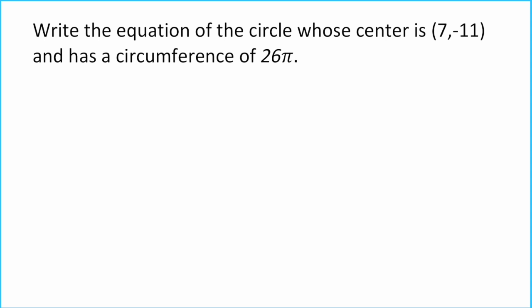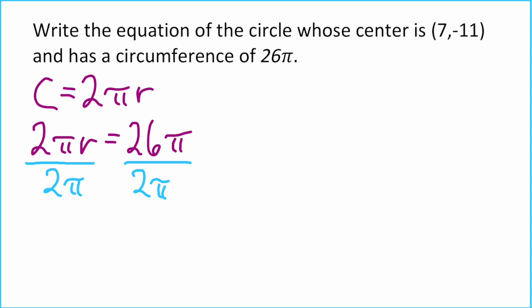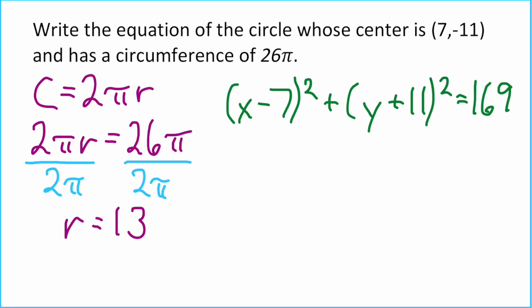All right, so this time you're going to have to start with the circumference formula. Circumference is 2πr, so that means 2πr = 26π. Divide both sides by 2π, and our radius is 13. So now I have my center and my radius, and I can write my equation. (x - 7)² + (y + 11)² = 169.